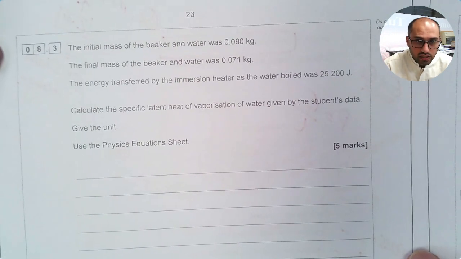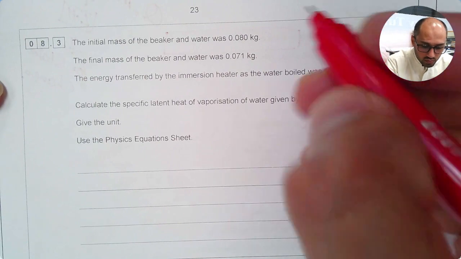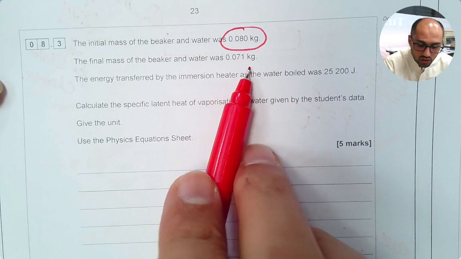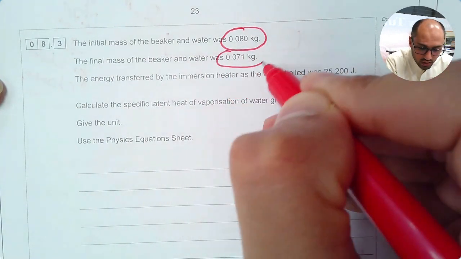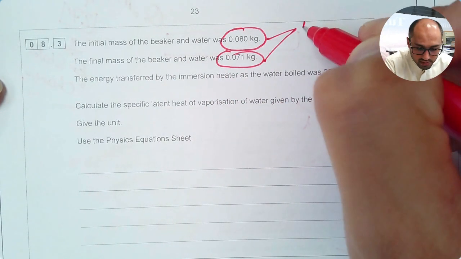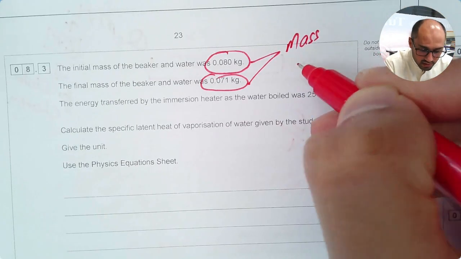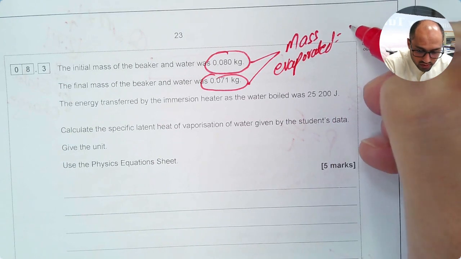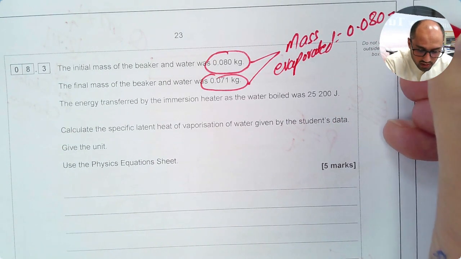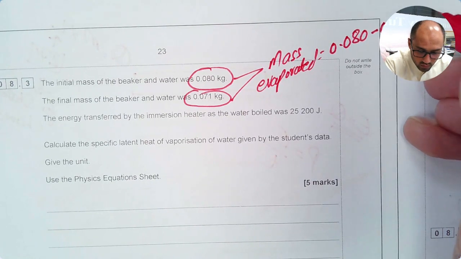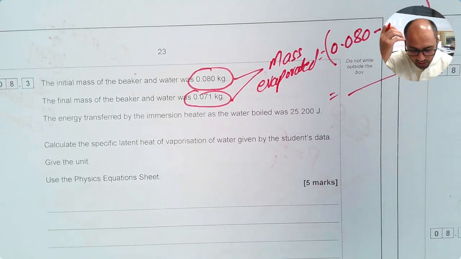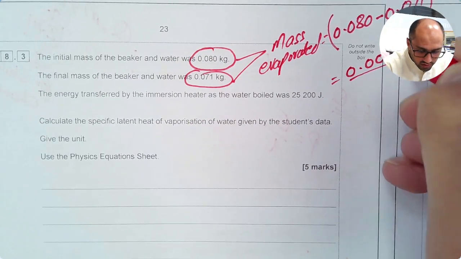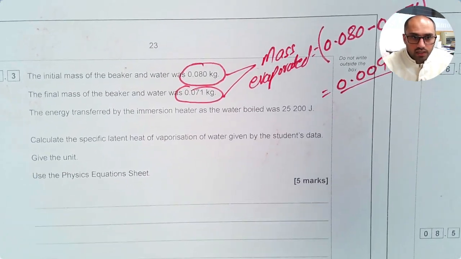Next part says the initial mass of the beaker and water was 0.08 kg. The final mass of the beaker and water was 0.71 kg. Now I can use these two values to find out the mass. I can say mass evaporated will be equal to 0.080 take away 0.071. If you put this in your calculator, you'll end up with an answer 0.009 kg.